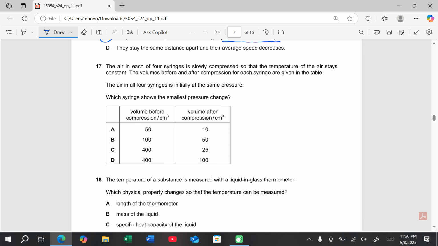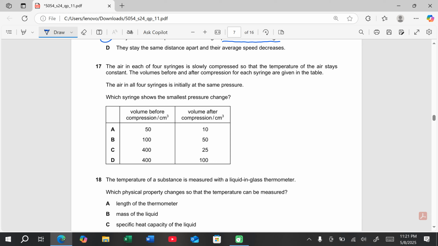17, it says the air in each of the four syringes is slowly compressed so that the temperature of the air stays constant. The volume before and after the compression in each syringe are given in the table. The air in all four syringes is initially at the same temperature. Which syringe shows the smallest pressure change? The smallest pressure change is going to be the one that gives you less change in the volume.